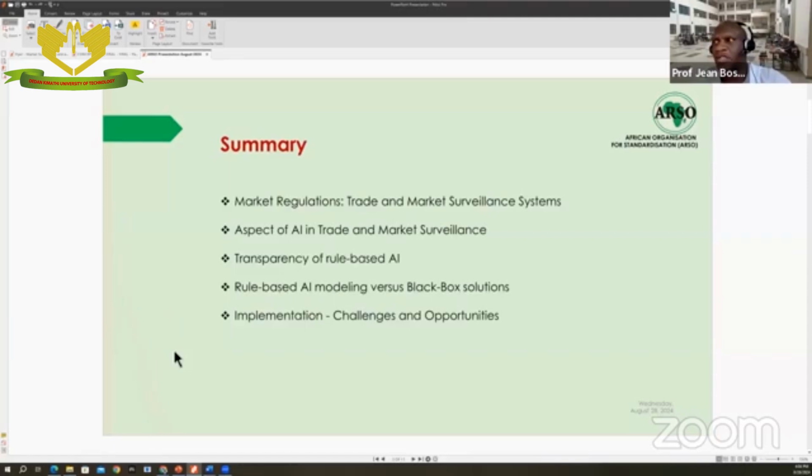So we are trying to see how we can use artificial intelligence in trade and market surveillance, and how we can have transparency in what we call rule-based artificial intelligence. I will explain what rule-based artificial intelligence is, and I will show the difference between rule-based and black box. Many young people today, if you ask them about artificial intelligence, take it as a black box. They are talking about something where you don't understand what is happening, but it can learn.